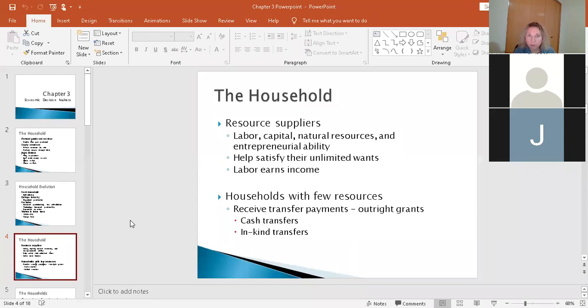So this could be disabilities, this could be households with many children. Children don't have a labor resource yet, right? In this country, we don't allow children to sell labor until they're a certain age. I don't know if it's 14, 15, 16. I think it depends on the circumstance, right? But children don't have resources to sell. Elderly do not have resources to sell. And so these transfer payments are what allows these households to sustain. These transfer payments come in two different categories. The first one is going to be cash transfer payments.